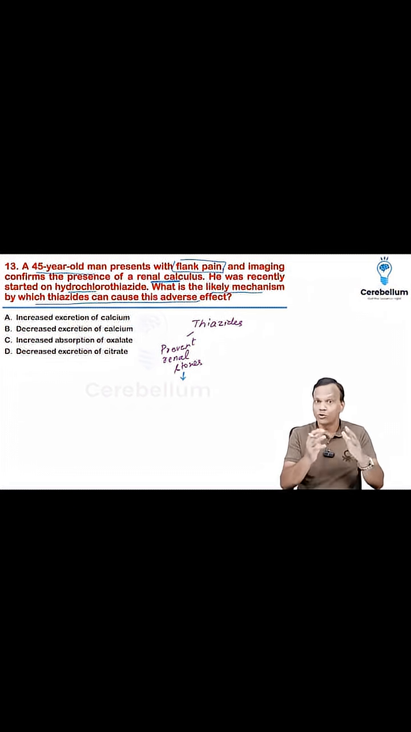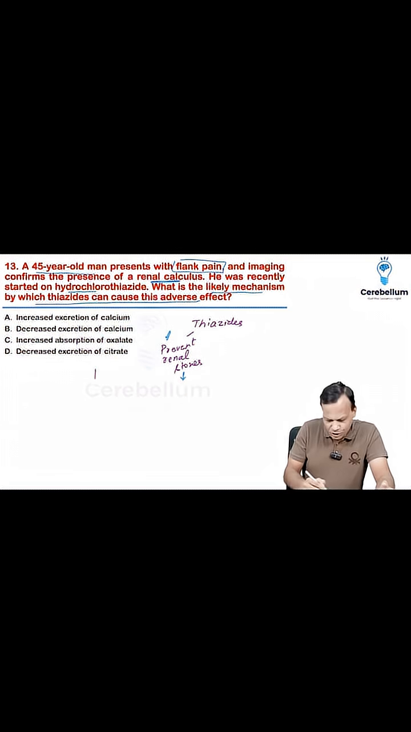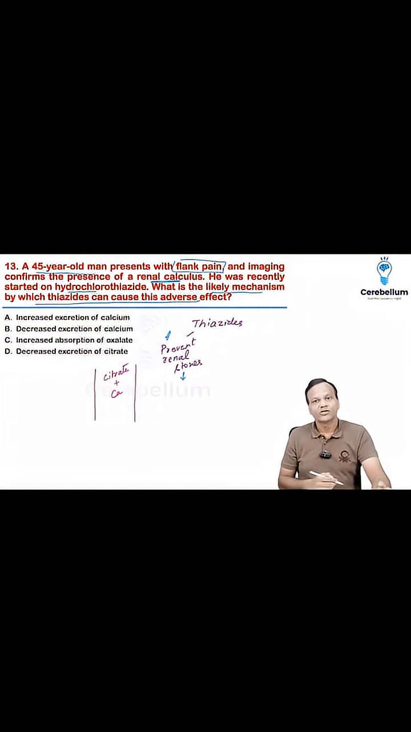Remember we discussed loop loses calcium, thiazide retains calcium. So less calcium in the kidney, less stone formation. That is the primary action of thiazide. But there is another concept: in the urine, citrate is normally present, and this normally binds to calcium. When citrate binds to calcium, the complex is excreted out. So basically citrate in the urine is preventing the formation of stones.